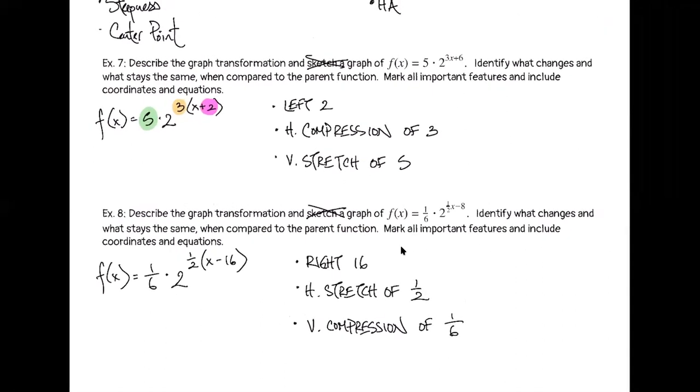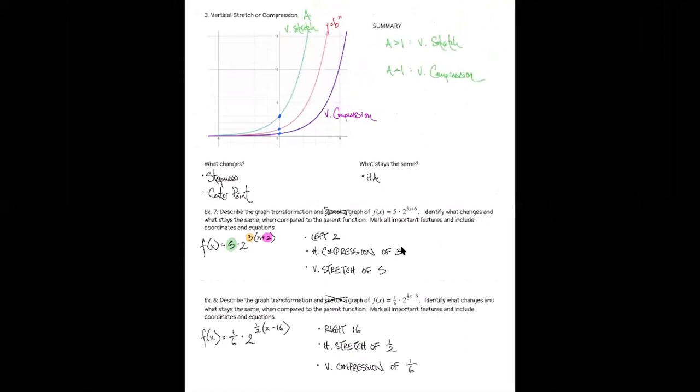So let me zoom out for a moment so we get this all sort of on one page. Are there any questions about the vertical stretch or compression?